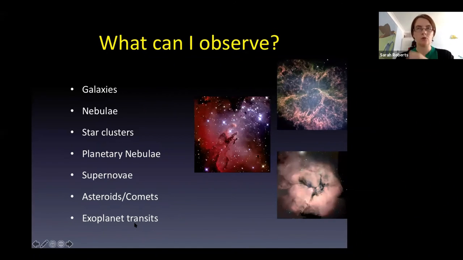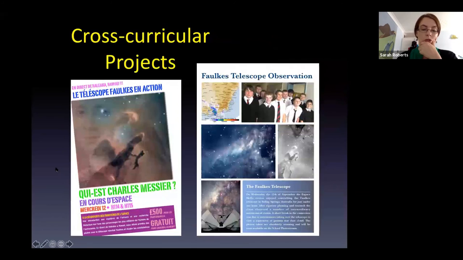So an exoplanet or extrasolar planet is a planet that is orbiting a star outside our solar system, so another star in our galaxy. If you've got your star here and you've got a planet crossing in front of it, you can actually measure the dip in the light as the planet crosses the face of the star. So it's something that we have had students do.